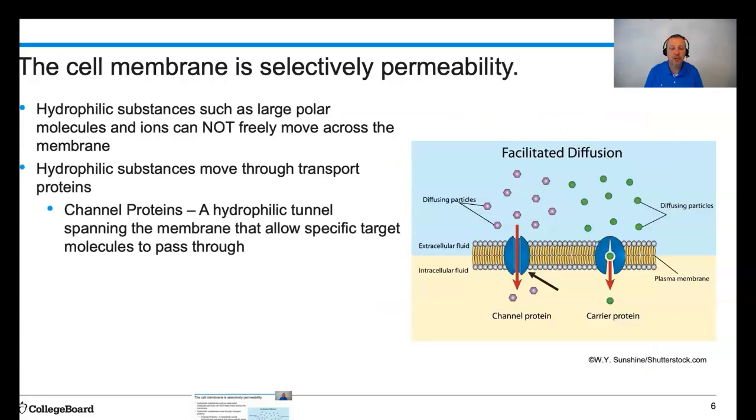What if we want something to go through, but it's hydrophilic or too large? This is where you need facilitated diffusion. Hydrophilic substances such as large polar molecules and ions cannot easily go through. Hydrophilic substances have to move through a channel protein, and the channel protein has to be hydrophilic. Without that, it's not going to be able to go through. That's called facilitated diffusion. First of all, let's define diffusion.